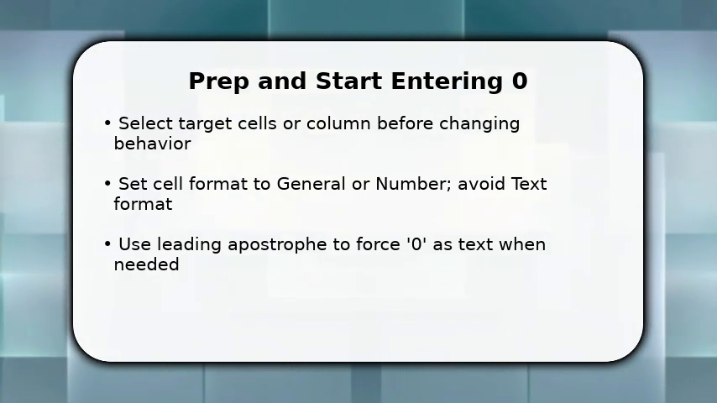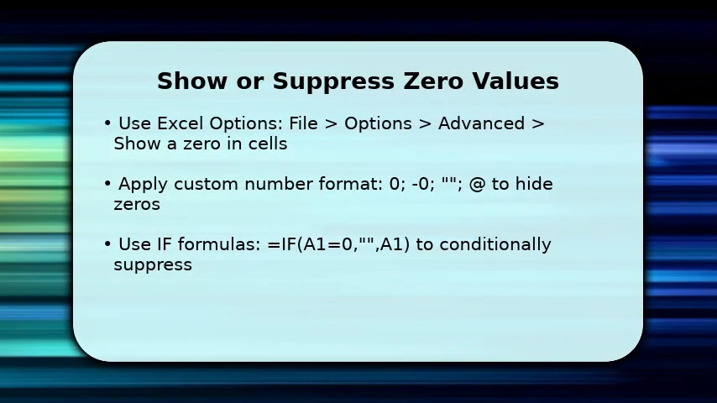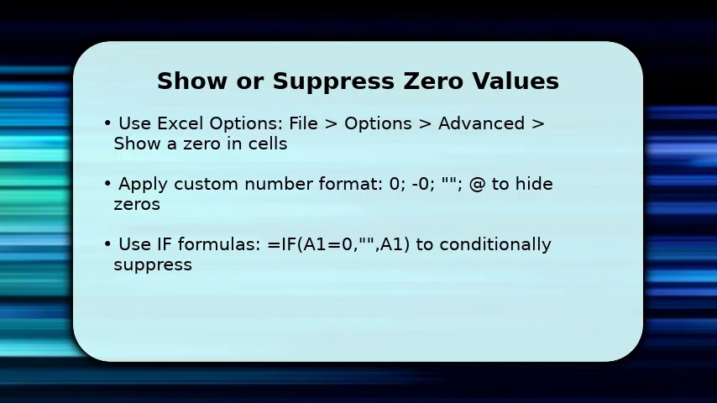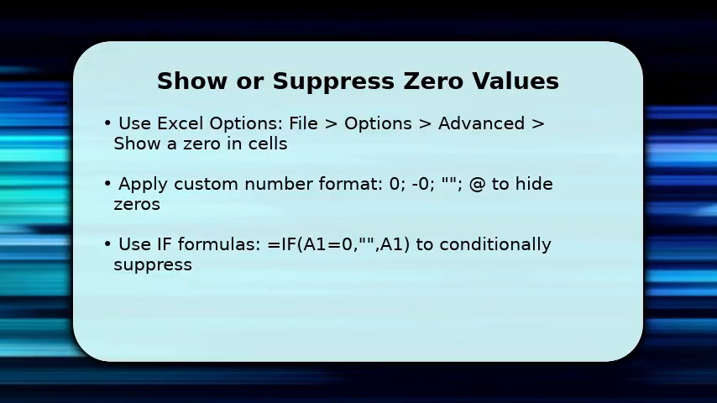Now control visibility. Open File, Options, Advanced and toggle Show a zero in cells that have zero value, so Excel either displays or hides zeros globally. This affects all sheets. For local control, apply a custom number format like 0;-0; which prints nothing for 0 but preserves numbers otherwise. Alternatively, use formulas such as IF(A1=0,"",A1) to replace zeros with blanks in results.